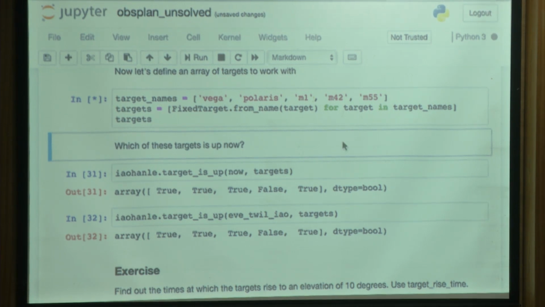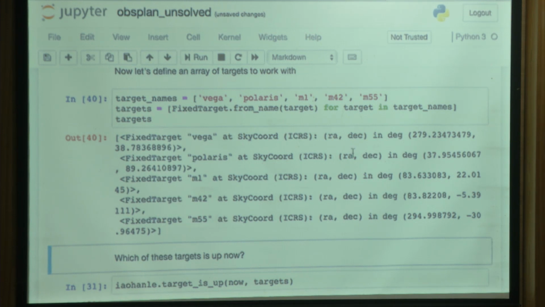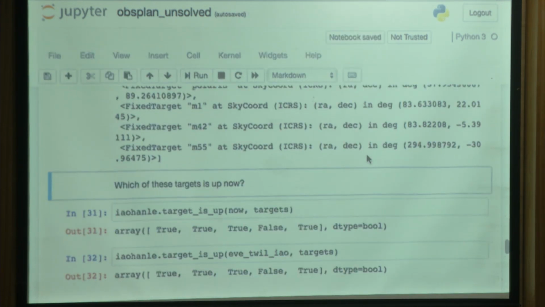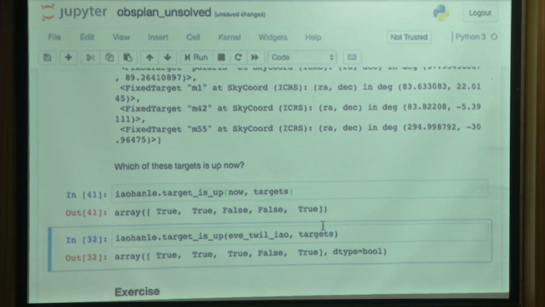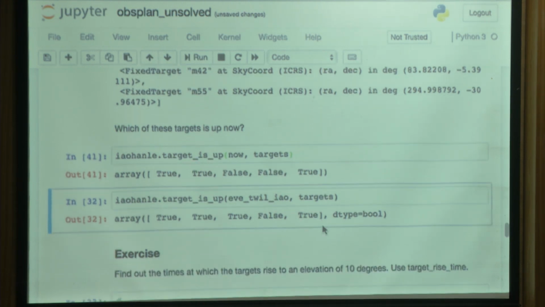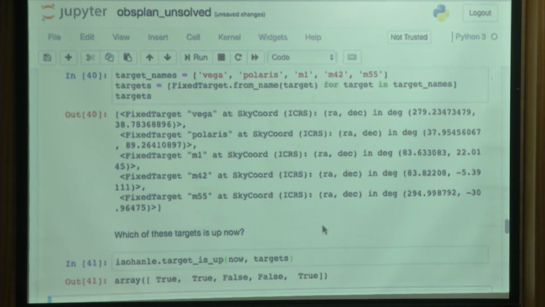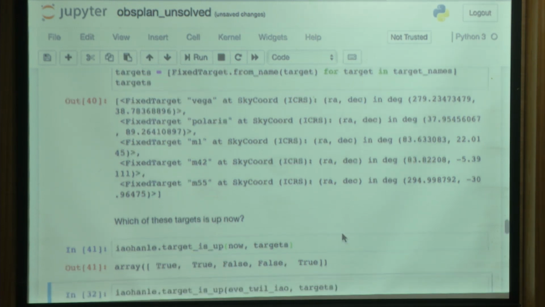So now let's see which of our targets is up. You can do that again using the target is up functionality, and so now we get an array of Boolean values for all our targets. So 2 of them are down right now, 3 of them are up. You will have noticed that one of them is the pole star, so that is always going to be up. It's a circumpolar object.